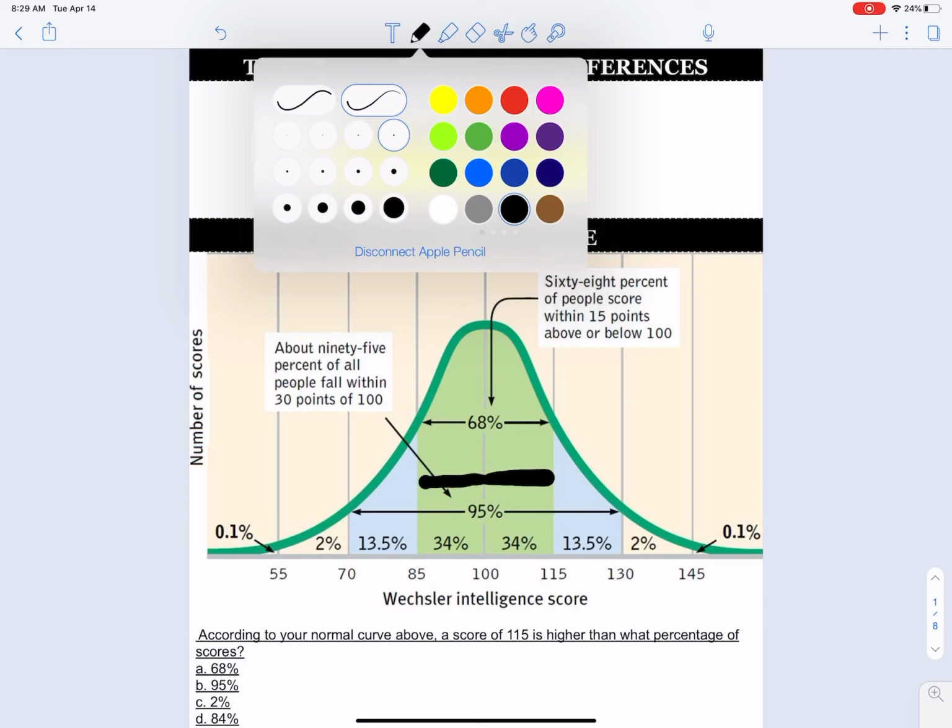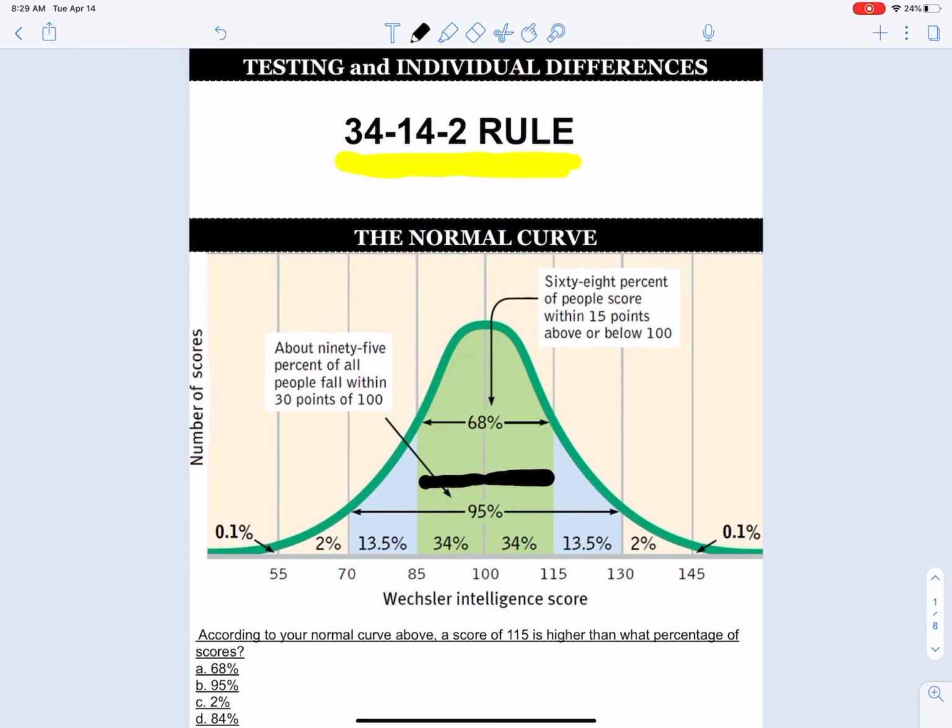because we have 34% of the people being to the right, above the mean, and 34% of the people being to the left, one standard deviation below the mean. So that's the really important rule, 34-14-2. The 14, they have 13.5 written on this chart, but 14% is good enough for our purposes in AP Psych.